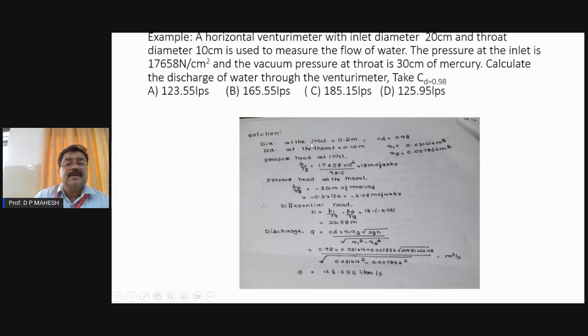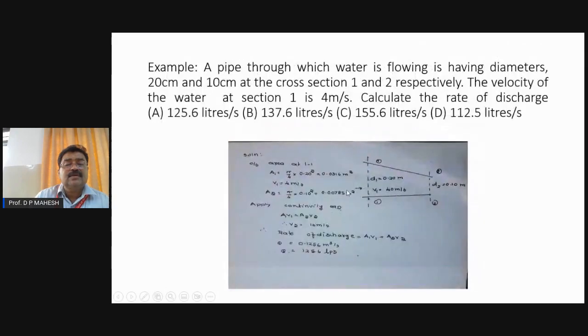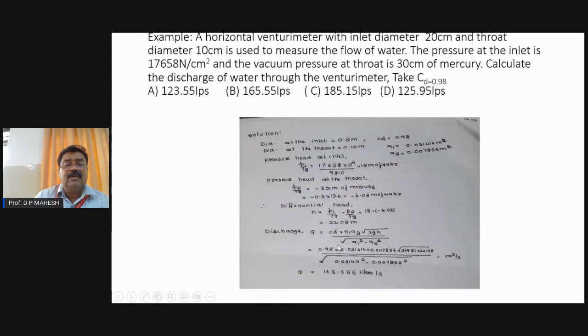The discharge through the venturi meter can be calculated using the formula Q equals CD into A1 into A2 into root of 2gh, divided by root of A1 square minus A2 square. CD is given, while A1 and A2 are the cross-sectional areas of the venturi meter at the inlet and the throat. Their diameters are given: at the inlet 20 cm, at the throat 10 cm.